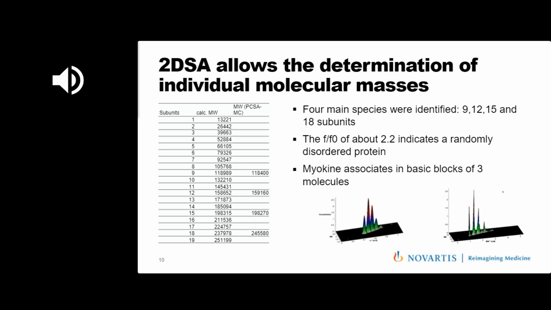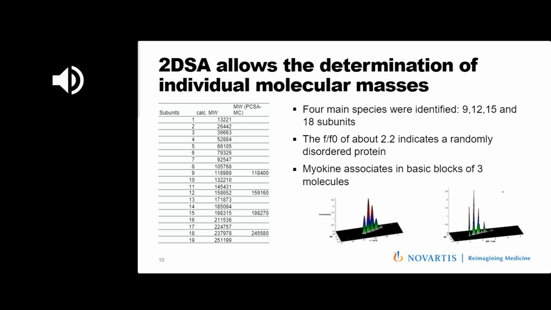This tells you already quite a lot. So 2DSA allows you to determine the molecular weight, and thus, in this case, the oligomeric species. You may already assume, okay, the basic building block of this may be a trimer, because the difference between 9, 12, 15, and 18 is 3. And as said before, the F over F0 of about 2.2 indicates that you have a disordered protein.